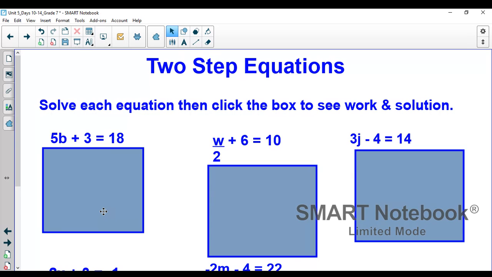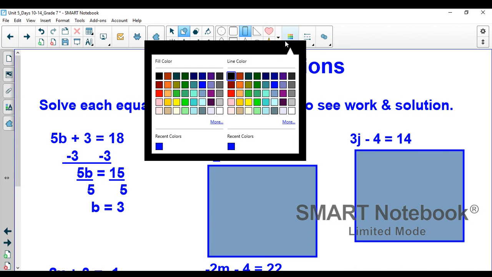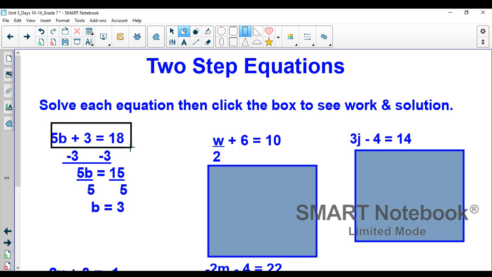Okay, starting with the problem on the left because it's probably the easiest here. We'll start by taking 3 away, and let me go ahead and box the original problem just so that everybody has it. The first thing we're going to do is take 3 away from each side. That leaves us with 5b equals 15. We'll divide each side by 5 and we'll get b equals 3.